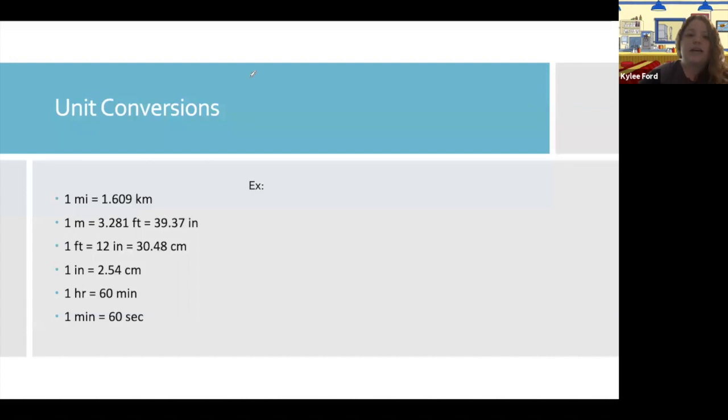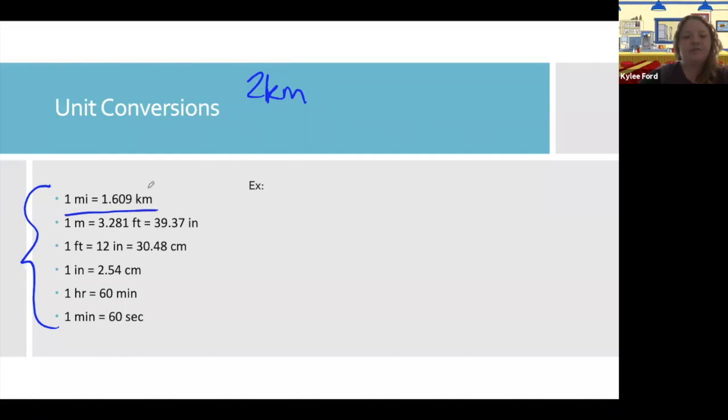So let's say that someone tells us that it's going to be 2 kilometers ahead. Well, let's convert that to miles because I don't know how far that really is. So we'll go over to our unit conversions right here and try to find miles to kilometers or kilometers to miles, whichever. I see this first one here.